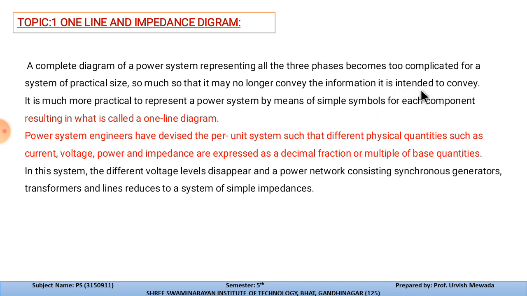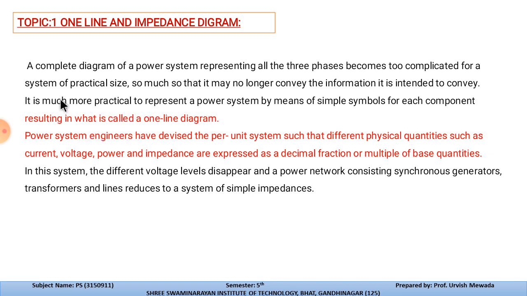that will be complicated. For a system of practical size, it becomes so complicated that it may no longer convey the information it is intended to convey, and it is much more practical to represent a power system by means of simple symbols for each component, resulting in what is called the one line diagram.